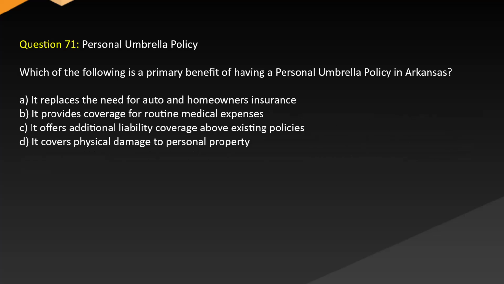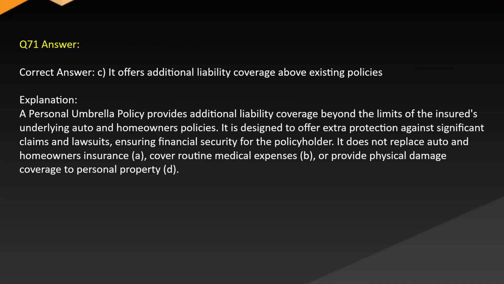Question 71. Personal umbrella policy. Which of the following is a primary benefit of having a personal umbrella policy in Arkansas? A. It replaces the need for auto and homeowners insurance. B. It provides coverage for routine medical expenses. C. It offers additional liability coverage above existing policies. D. It covers physical damage to personal property. Correct answer: C. It offers additional liability coverage above existing policies.